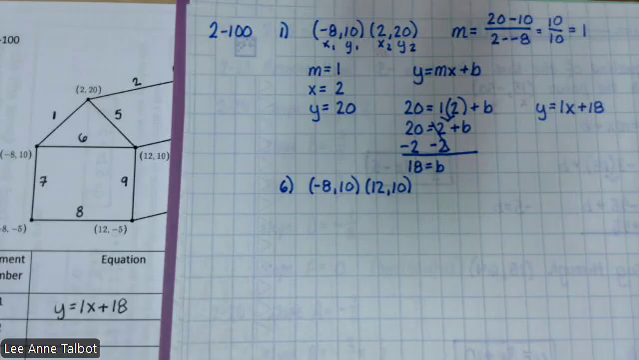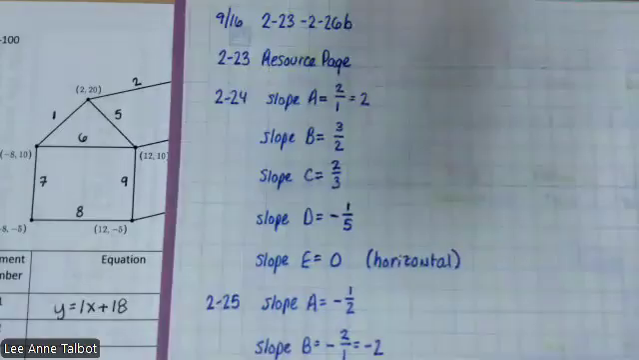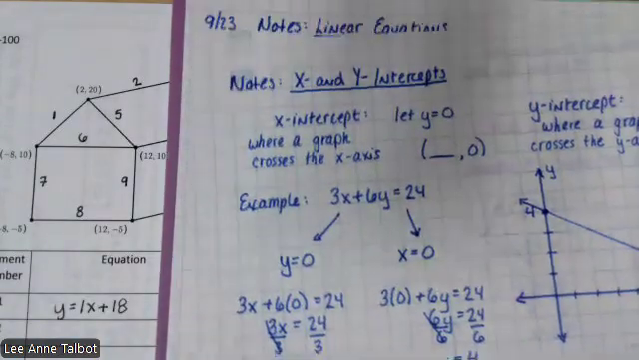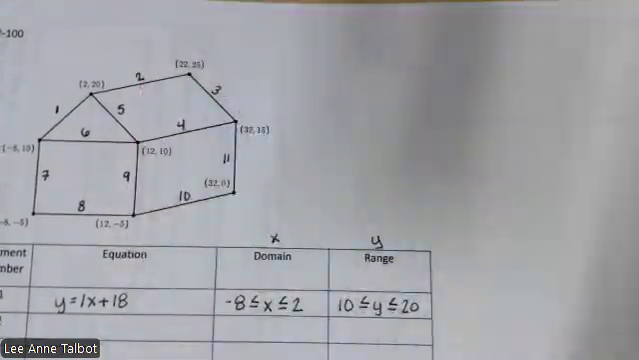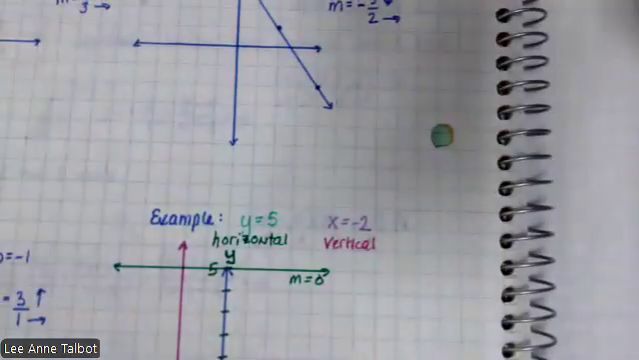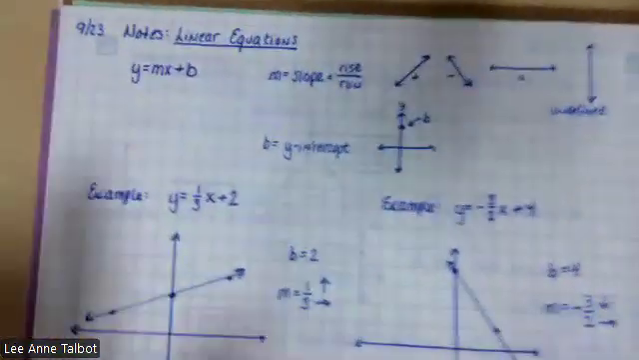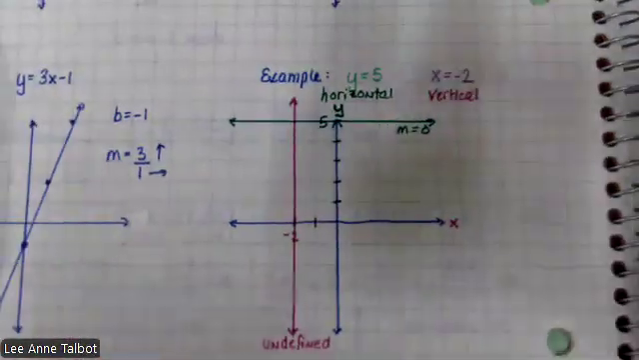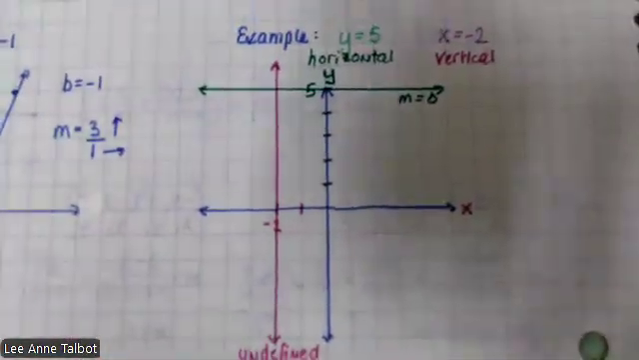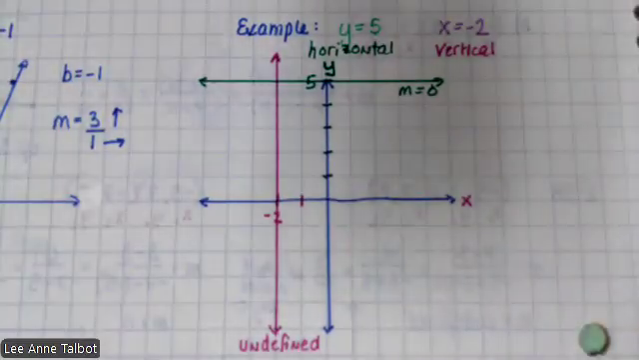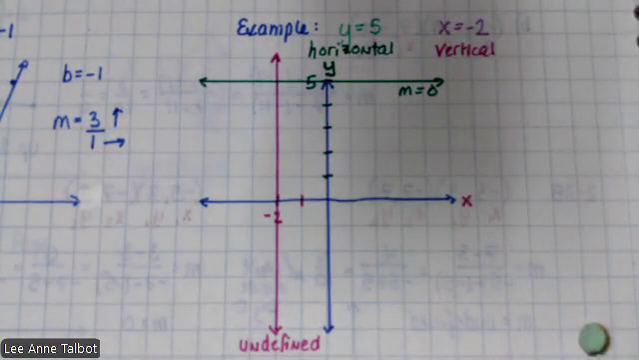Okay, what do you know about the slope of something that's horizontal? It's 0. I don't really need to do any math, but what I want to do is go back to these notes that we took, which were on the 23rd, labeled notes, linear equations. And I want to focus in on this example, which was the very last one, which I did in a bunch of different colors.